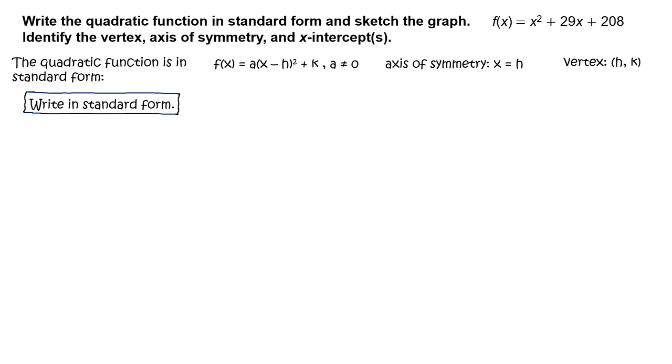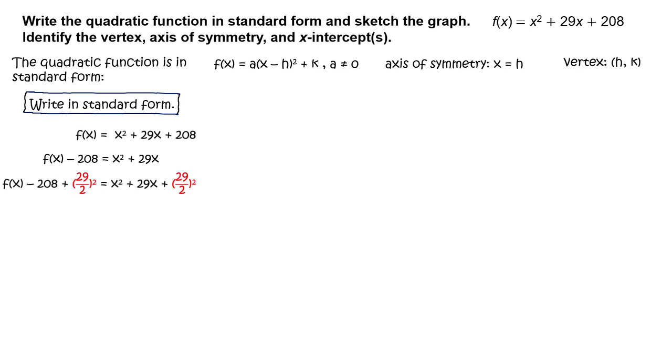First, write the quadratic function in standard form. Write the original quadratic function. Subtract 208 from each side of the equation. f of x minus 208 equals x squared plus 29x. Add 29 halves squared to each side of the equation. Simplify to get f of x minus 208 plus 841 fourths equals x squared plus 29x plus 841 fourths.